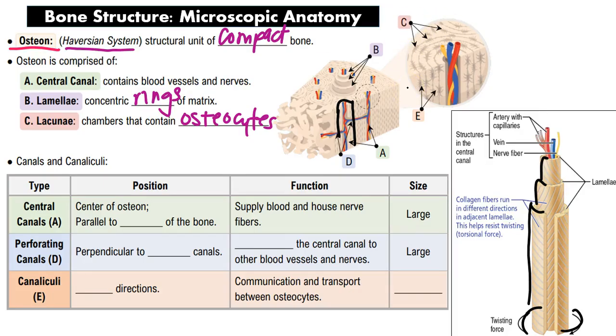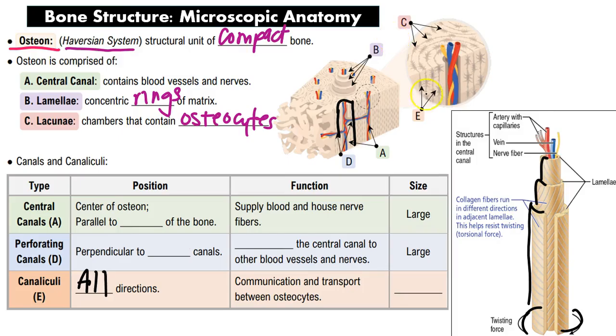Now, of course, that's great when you're thinking of microscopic anatomy, but we have to go into a little bit more detail because not every single central canal is going to be able to get nutrients to every one of the osteocytes inside the lacunae here. So what do we have? We have the osteocytes being able to communicate with one another, and we have canaliculi, right? Those are our little tiny tunnels that are able to diffuse nutrients. And those canaliculi are going to be in all different directions, and I'll show you what some of them are here.